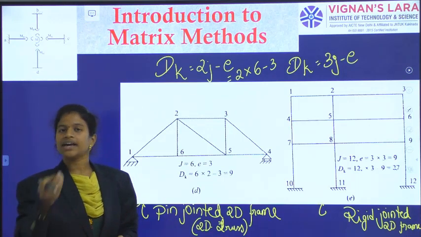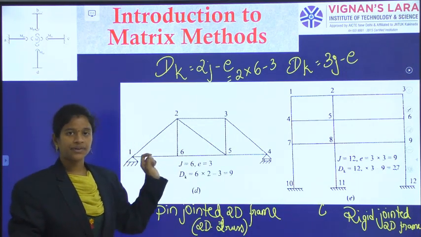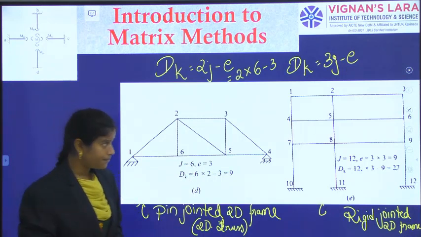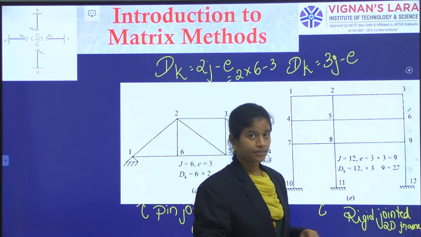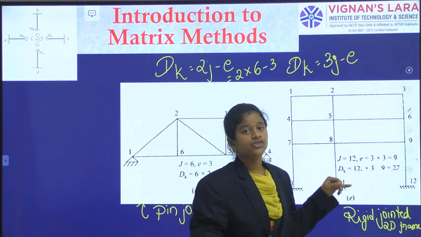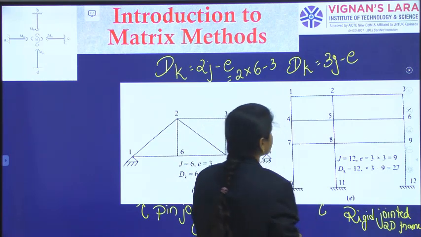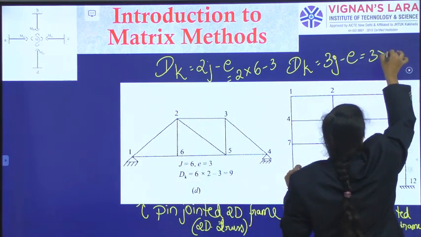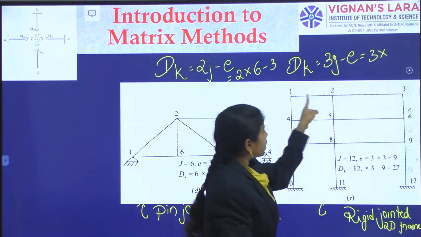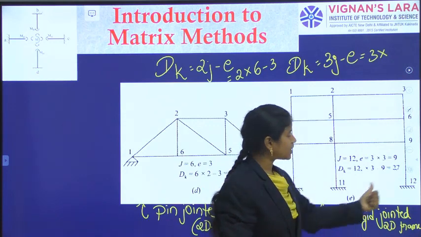When you see a joint, I can say freedom. But when you see the whole structure, we can say degree of kinematic indeterminacy. Now, in case of this rigid jointed frame, what we can say? 3j minus e, again 3 times the number of joints. See here, 1, 2, 3, 4, 5, 6, 7, 8, 9, 10, 11 and 12.